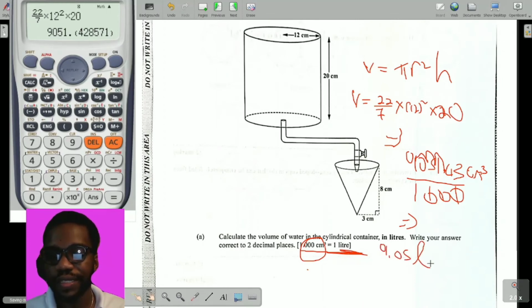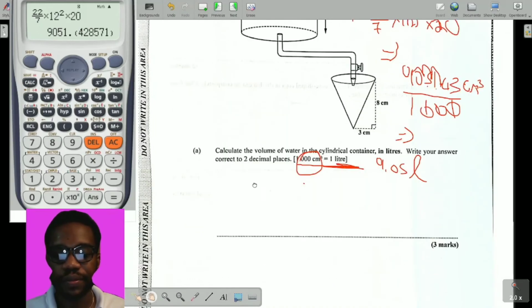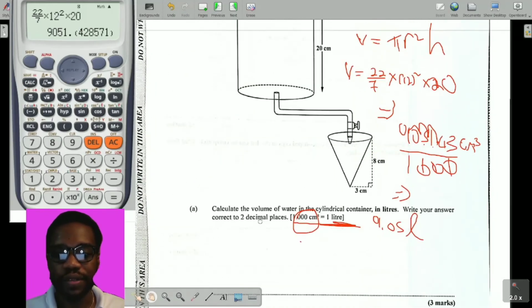9.05 liters. Alright, so the answer that you wanted was for the liters, not necessarily for the first part. So that's me rounding off. Why I get 9.05? Because after the 5 comes 1, and anything below 5, you don't round up. So you have 9.05 liters. Alright, not bad so far. Let's take it down. Alright, we're going to have to go to the next page.